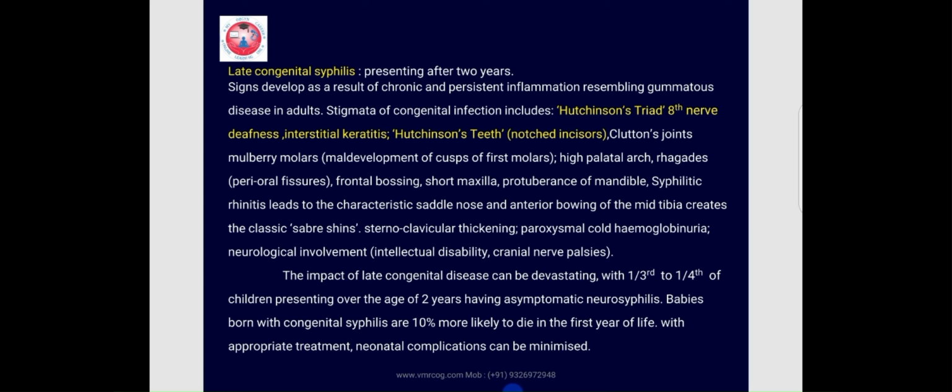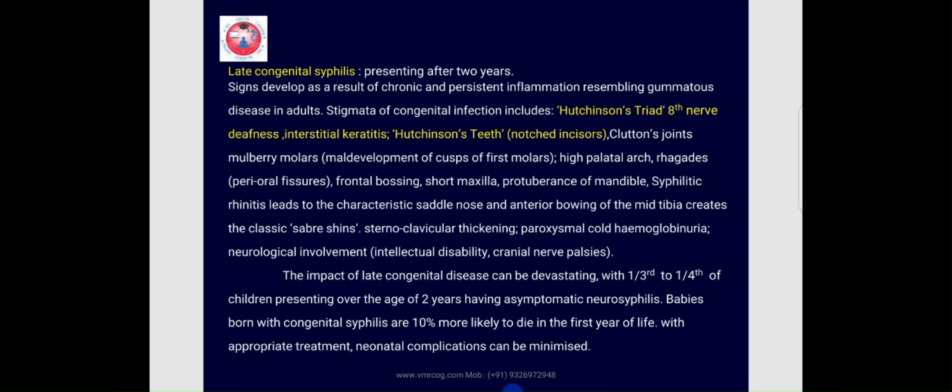Okay, so we should remember Hutchinson's triad, that is eighth nerve deafness, then interstitial keratitis and notched incisors. Okay, and apart from that there will be facial features such as frontal bossing, short maxilla, protuberance of the mandible, syphilitic rhinitis leading to saddle nose, and there will be saber shins. So these are the typical features of late congenital syphilis.